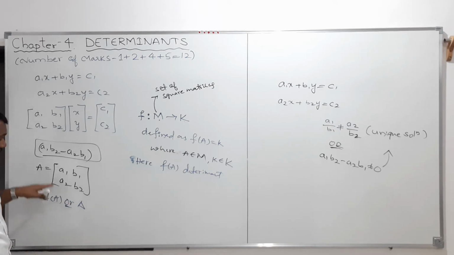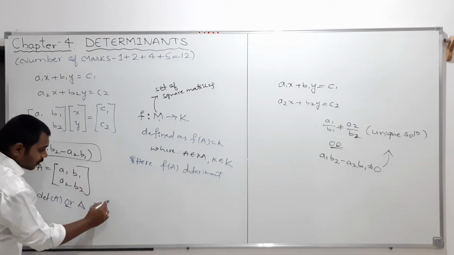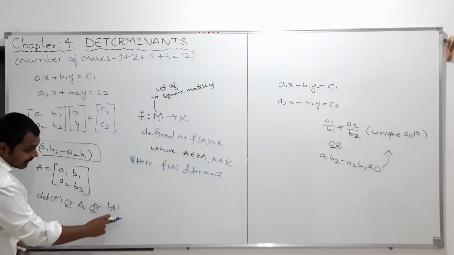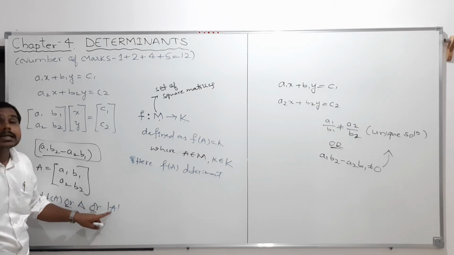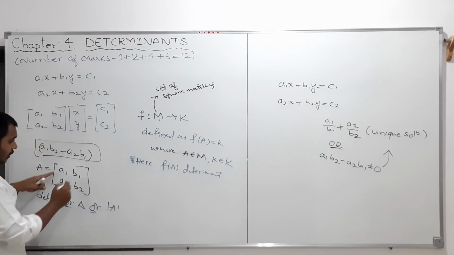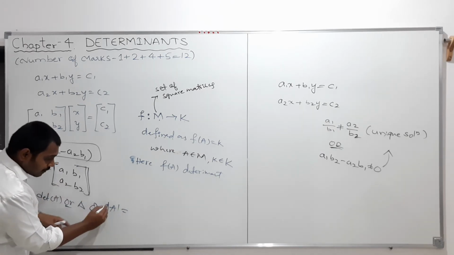For any given matrix A, you can write the determinant like this, or like this, or also like this. Clear? While reading, you should not read it as the modulus, you should read it as the determinant of A. For the matrix we use the square bracket, but for the determinant we use straight lines.